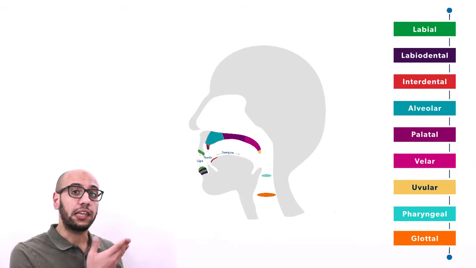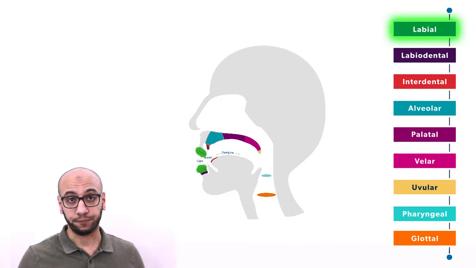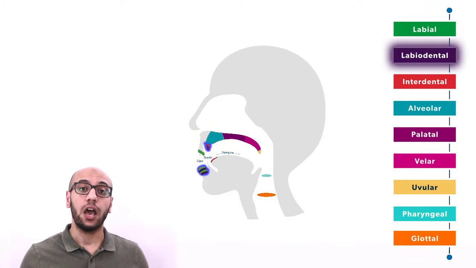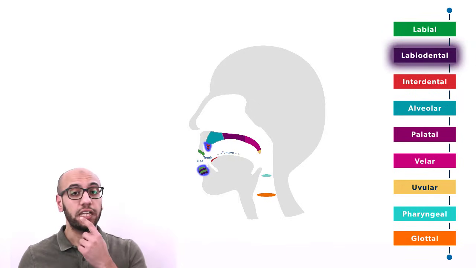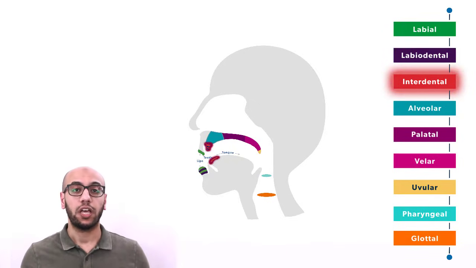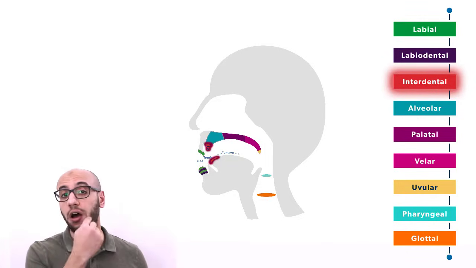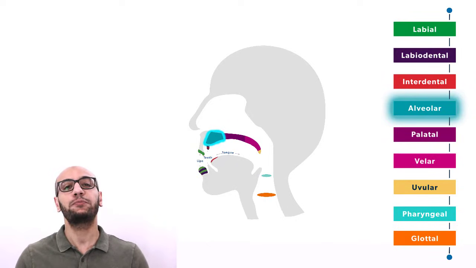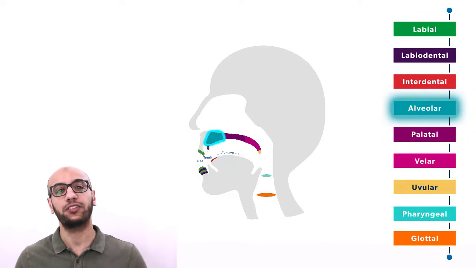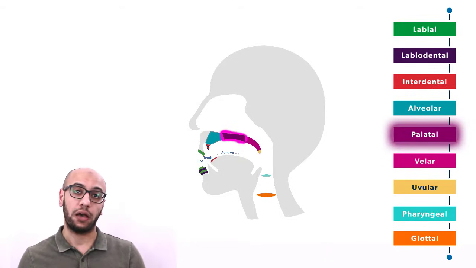For example, labial sounds are sounds that are produced by the lips. Labiodental sounds are sounds that are produced by both the lips and the teeth. Interdental sounds are produced between the teeth, so from between your teeth. Alveolar sounds are the sounds produced from the bony ridge behind your teeth. Palatal sounds are sounds produced from the roof of your mouth.